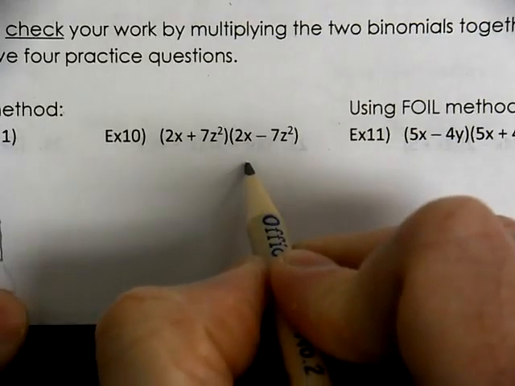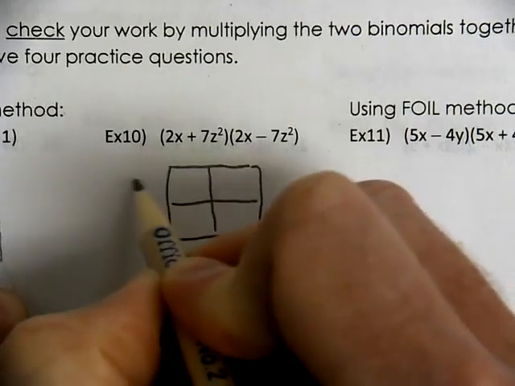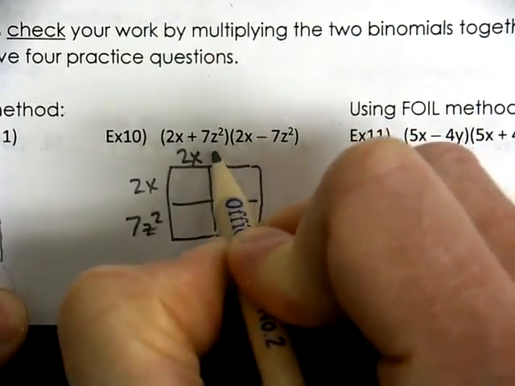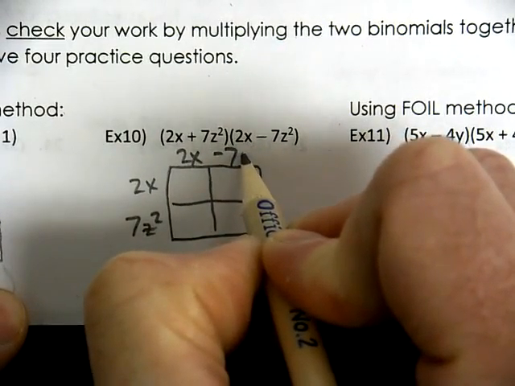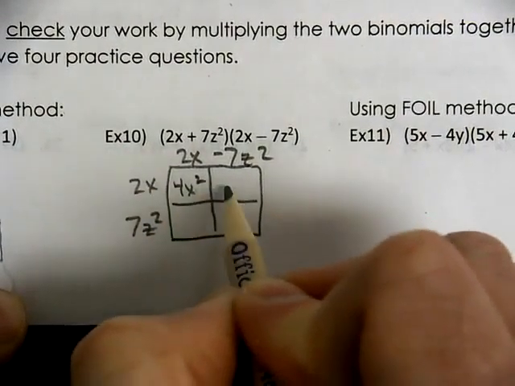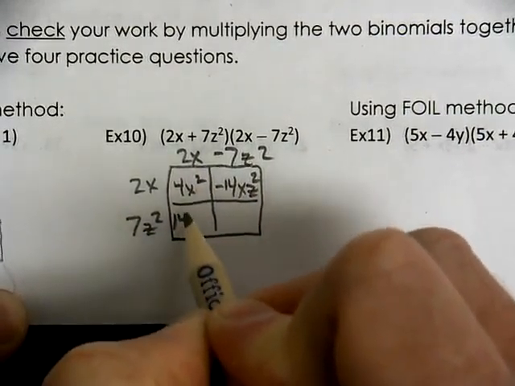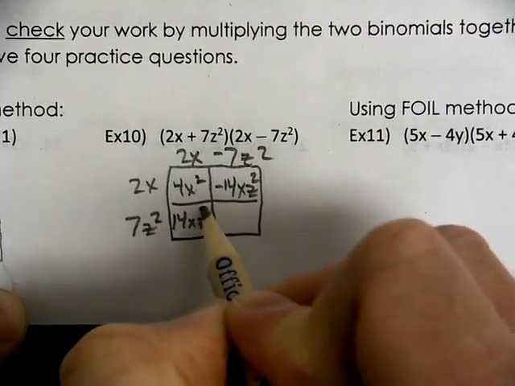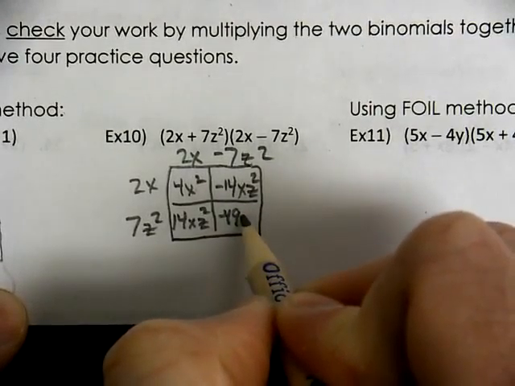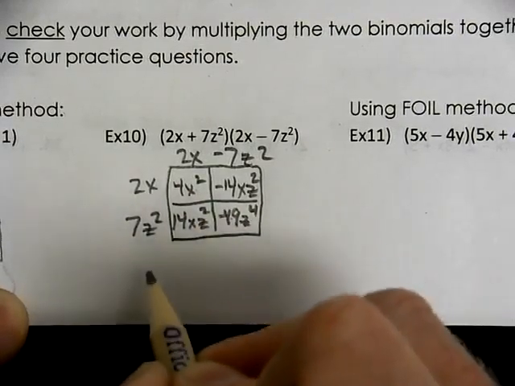Okay, using the box method. 2x and 7z squared, 2x and a negative 7z squared. Do your row and your column. Negative 14xz squared, positive 14xz squared. So when you add those, they'll cross out. So your final answer is your two boxes.